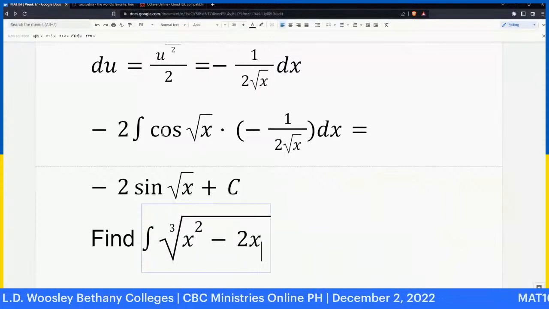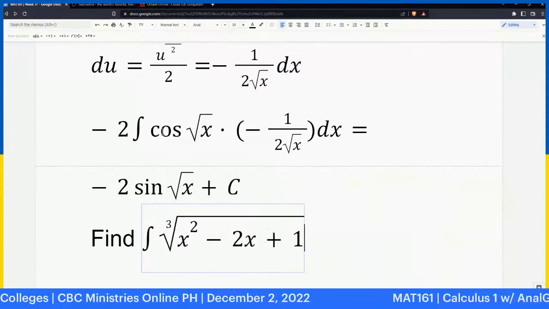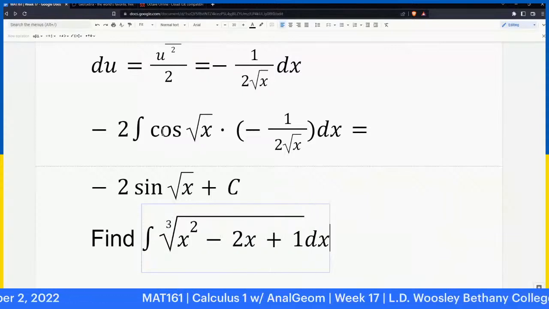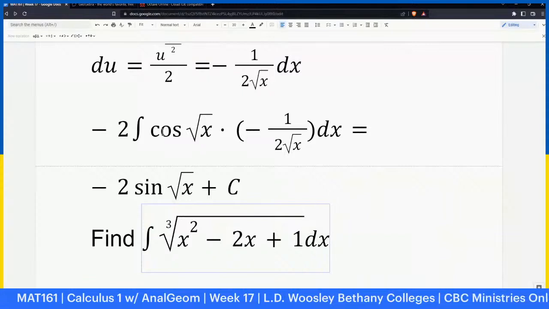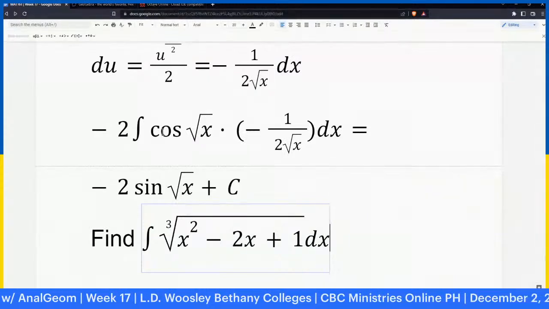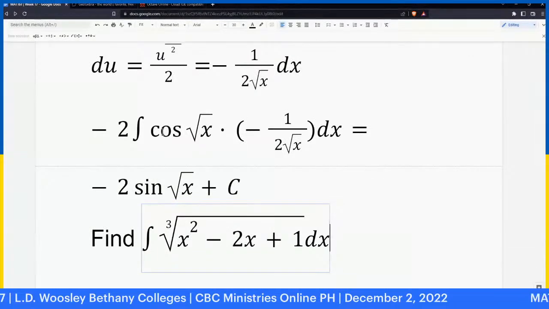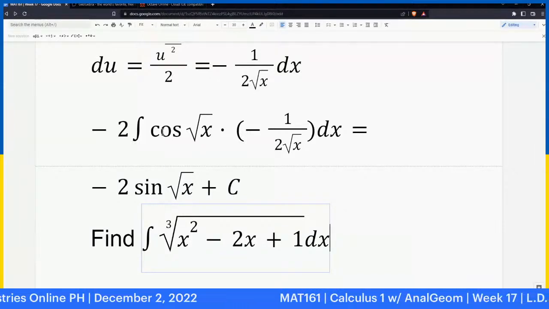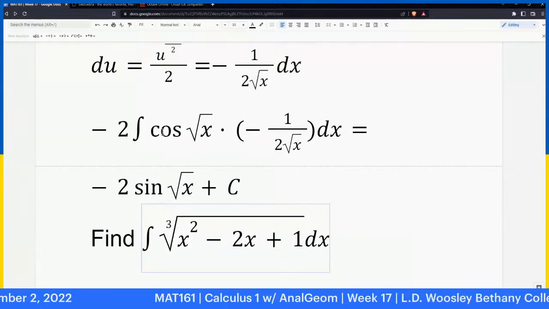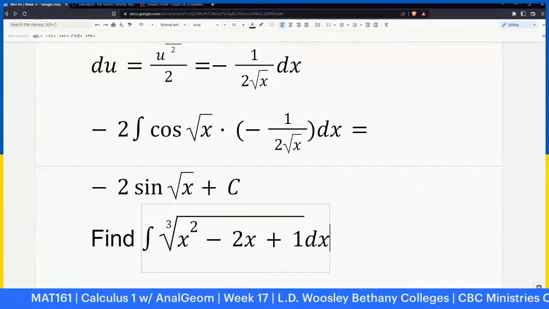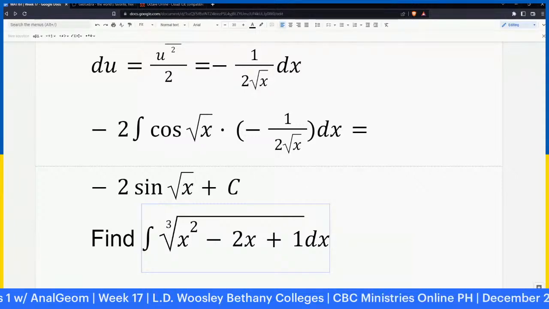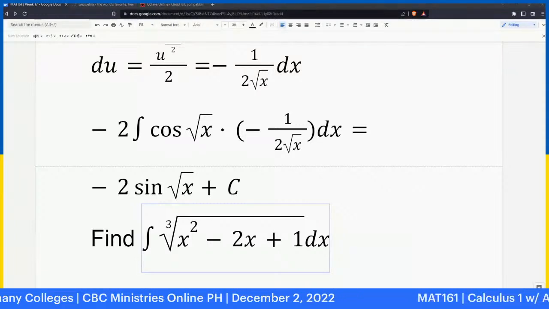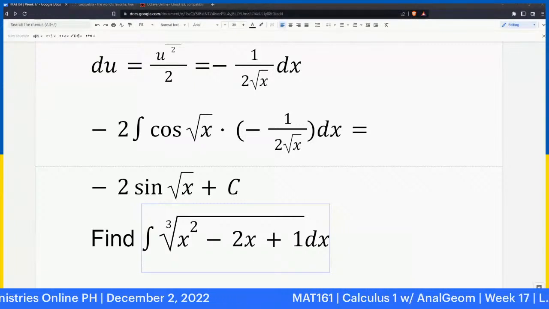So guys, uli na to. Okay? Cube root of x squared minus 2x plus 1 dx. Okay, solve the integral. Hanapin ko nga yung cube root naman. Oh guys, yan na yung huli. So please answer.